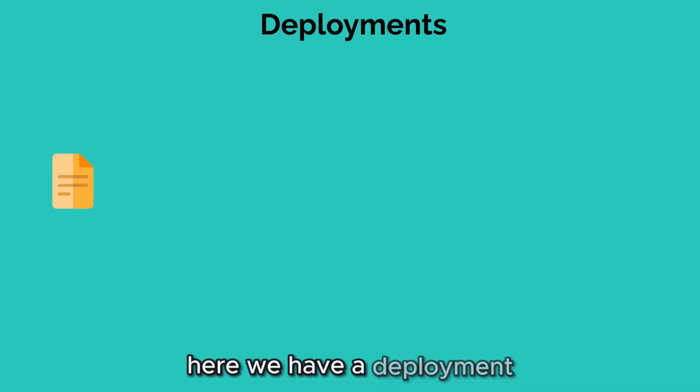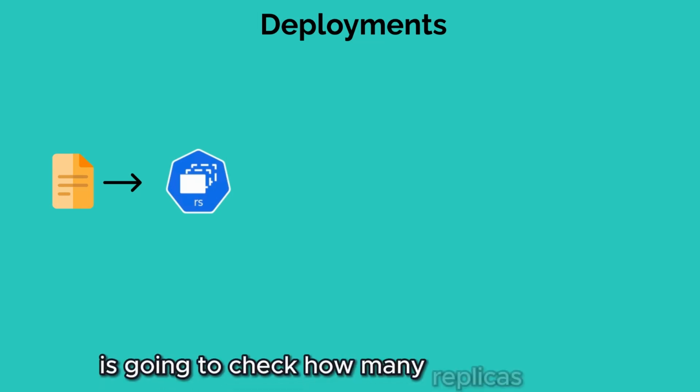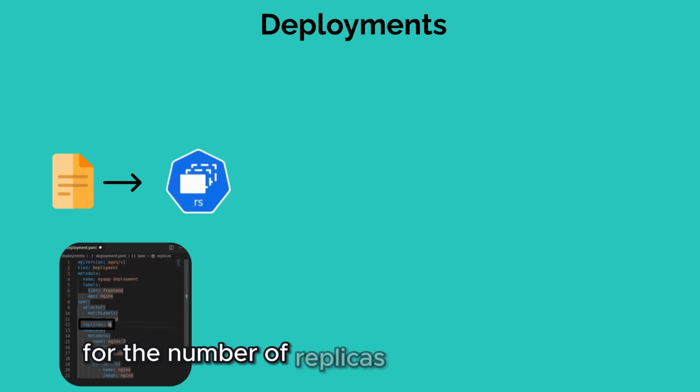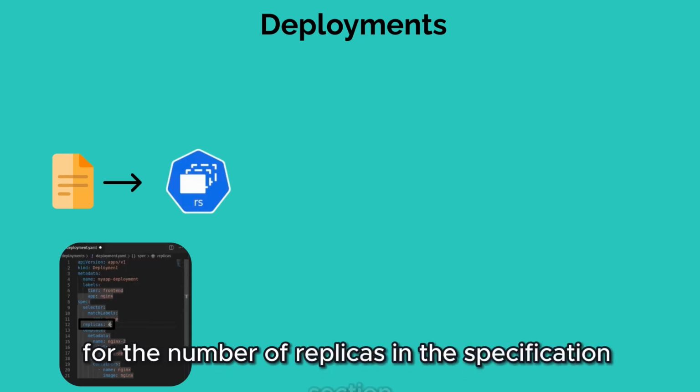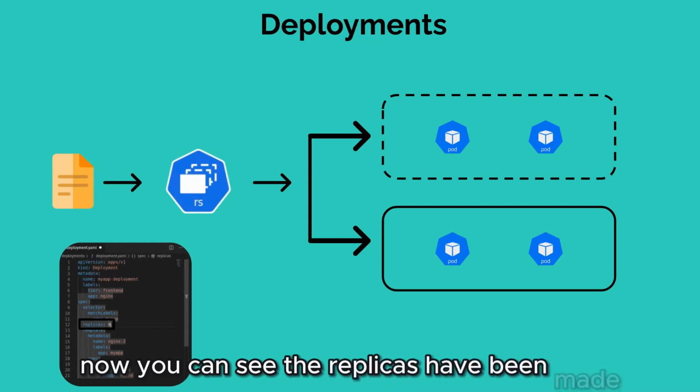Here we have a deployment. Now, the replica set is going to check how many replicas are desired. It will check in the YAML file for the number of replicas in the specification section. Now, you can see the replicas have been made.